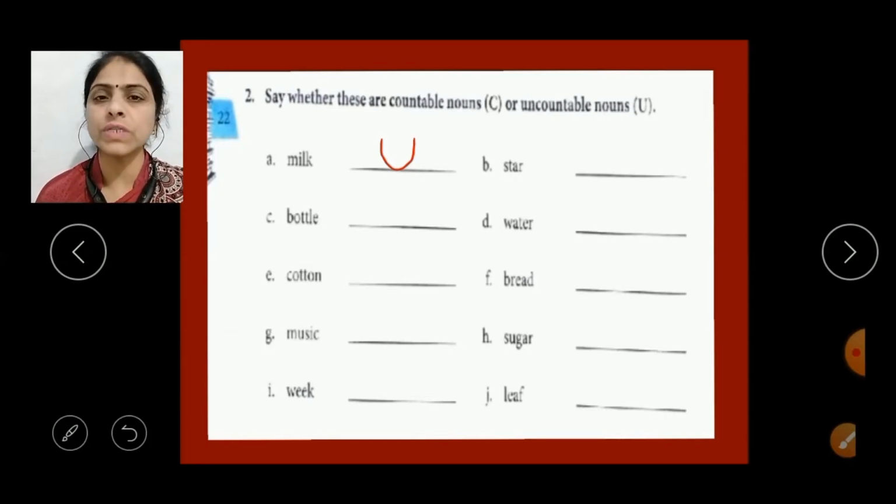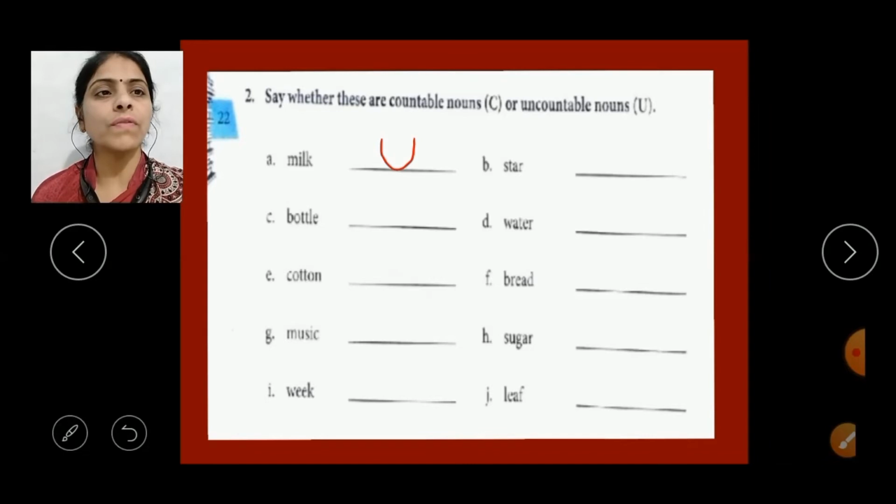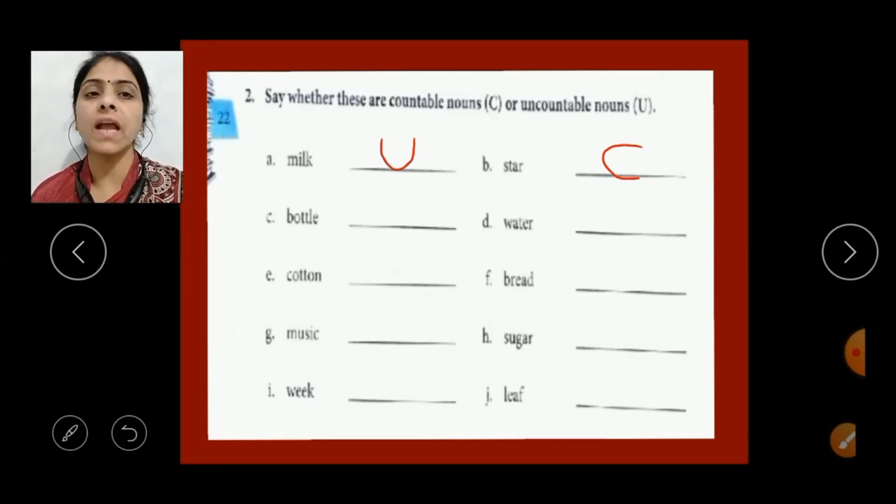We can write 2 star, 3 star, 5 star, 7 star, etc. So, star is a countable noun. So, we will write C. After that, bottle. Bottle is also a countable noun. We can count the bottles. So, we will write C in front of it.